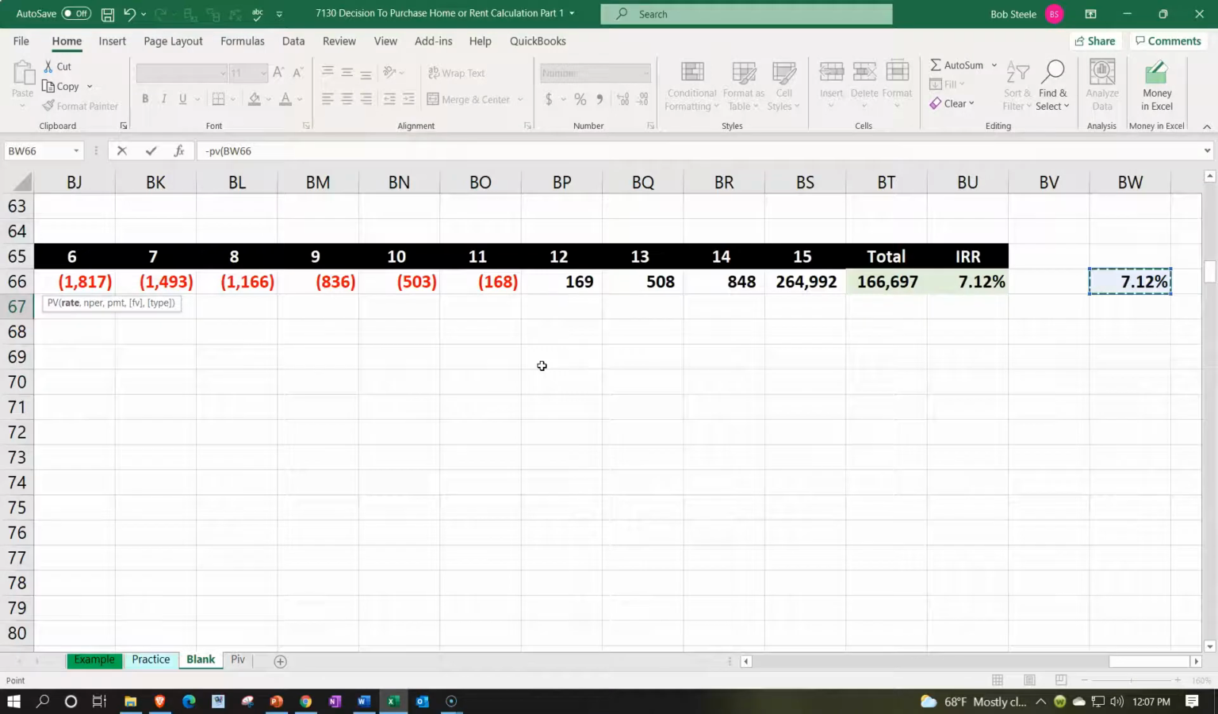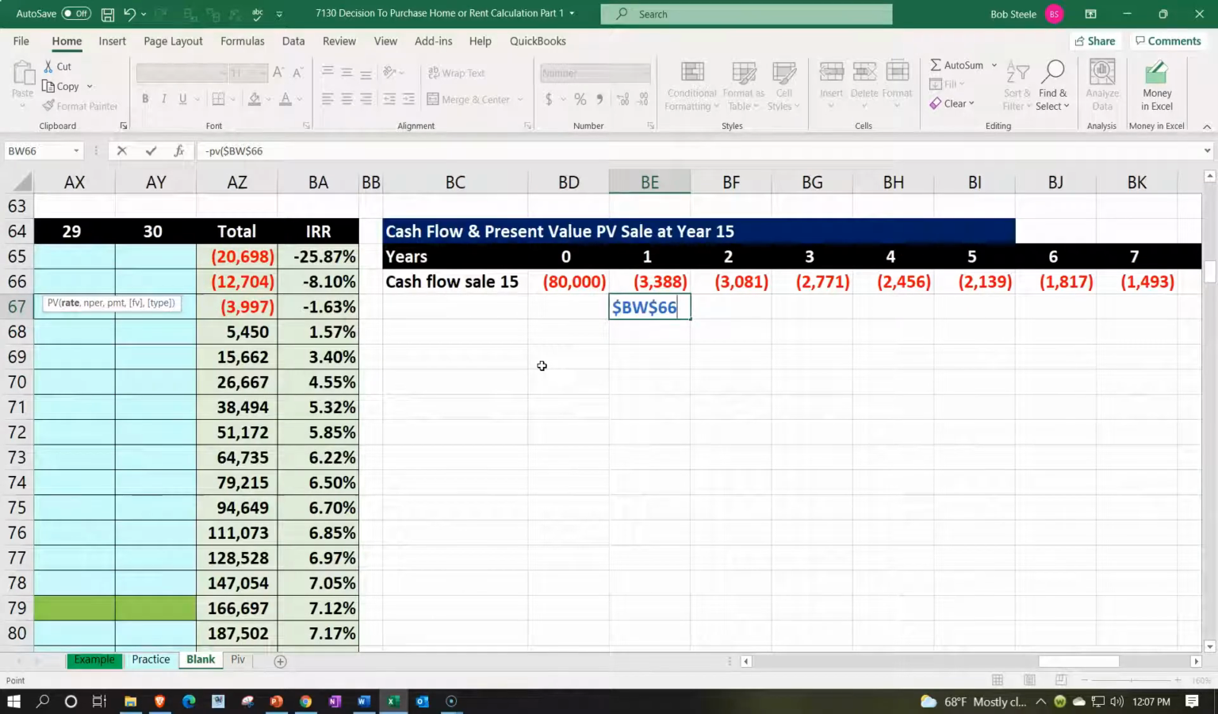Going to make that absolute, F4 on the keyboard, dollar sign before the BW and the 66, comma. The number of periods I'm going to pull from this one up top. I want to not hard code it, not type it in other words, but pull it from the reference up top so we can copy it across and it'll move across. Comma, we don't have a payment because this is not an annuity. So two commas. And then the future value is going to be this amount, which you can't see, but it's in that cell right there, BE66, that we're pulling back.